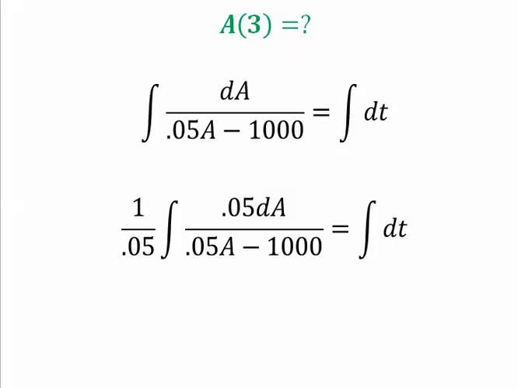Recall that we're looking for A of 3. I multiply the top by 0.05, and if I do that, I've got to compensate by having 1 over 0.05. The reason I'm doing that is an informal substitution. I'm going to have u be 0.05A minus 1,000, and then du will be 0.05 dA. So I have written the integral so that it's in the form du over u, and I'm ready to integrate.